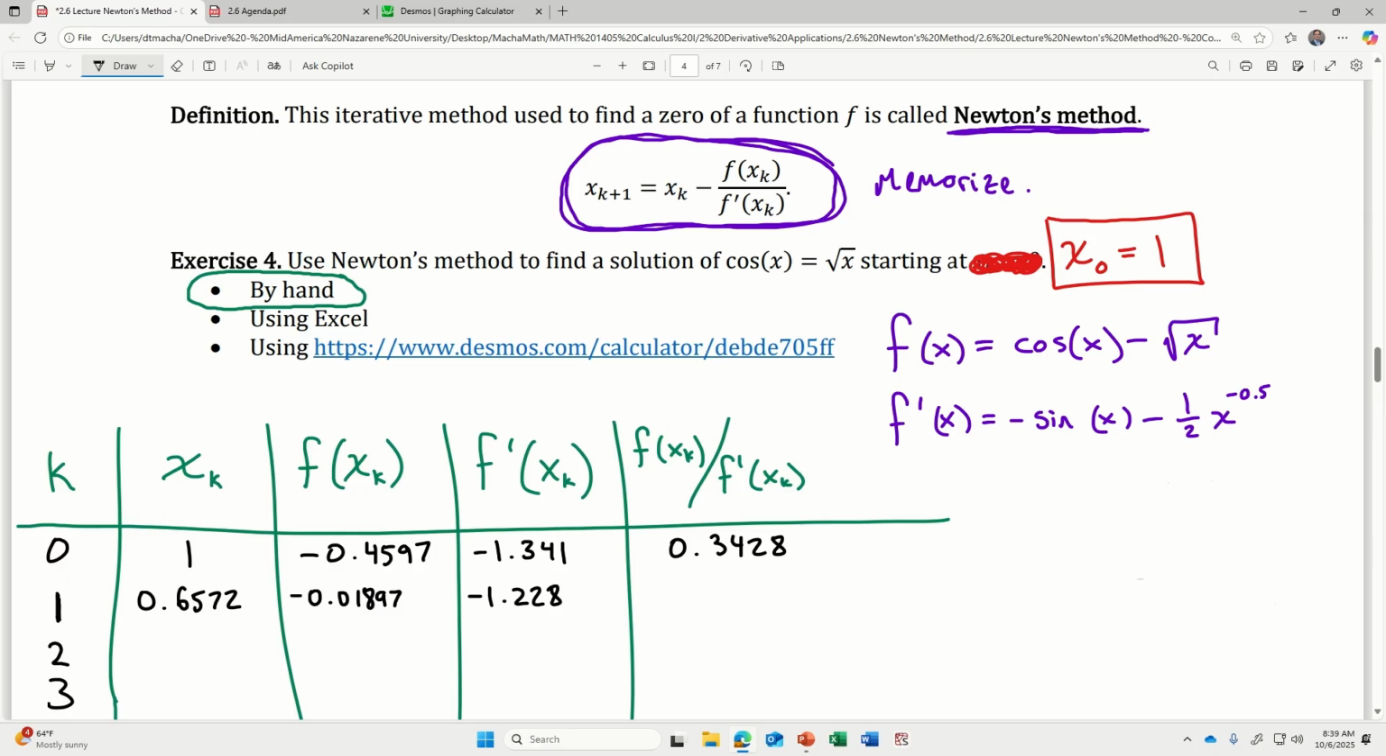And then now I divide those numbers. So negative 0.01897 divided by negative 1.228 is positive 0.01545.